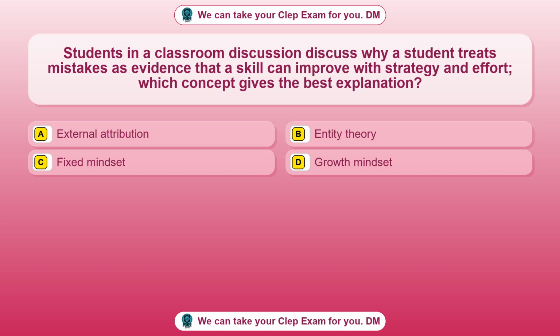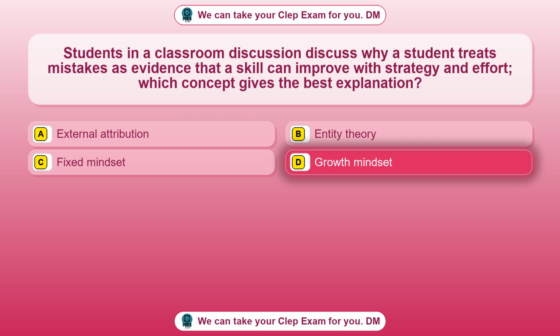Question 32. Students in a classroom discussion discuss why a student treats mistakes as evidence that a skill can improve with strategy and effort. Which concept gives the best explanation? Option A, external attribution. Option B, entity theory. Option C, fixed mindset. Option D, growth mindset. The correct answer is option D, growth mindset.